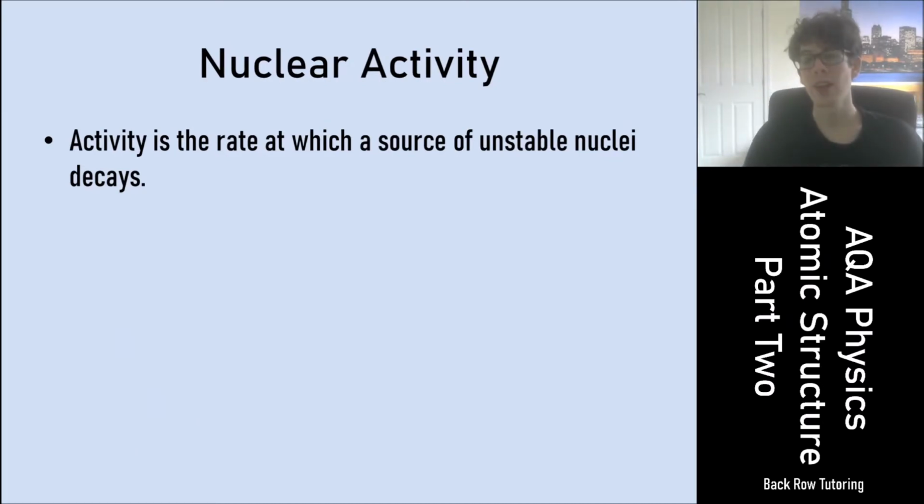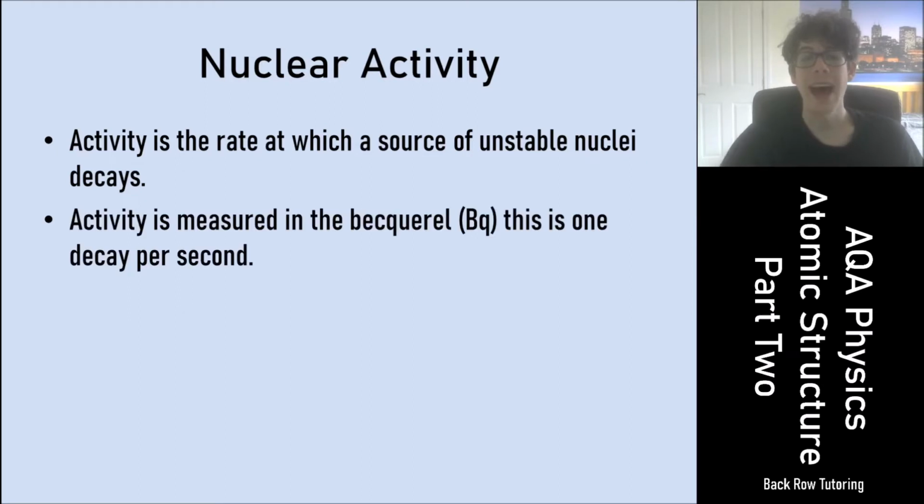So, we're going to have a look at the definition of nuclear activity. Activity is the rate at which a source of unstable nuclei decays. Activity is measured in the becquerel, which is given the unit Bq. This is 1 decay per second. So, 1 becquerel is 1 decay per second. That means 3 becquerels is 3 decays per second.